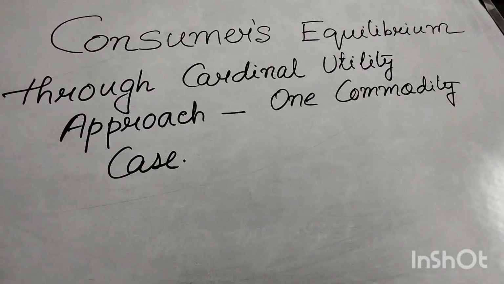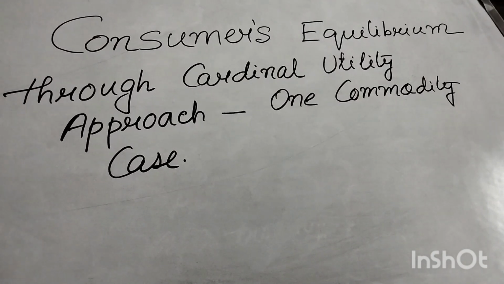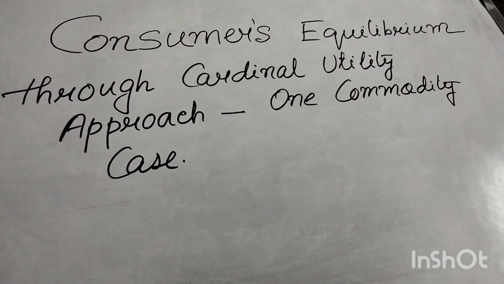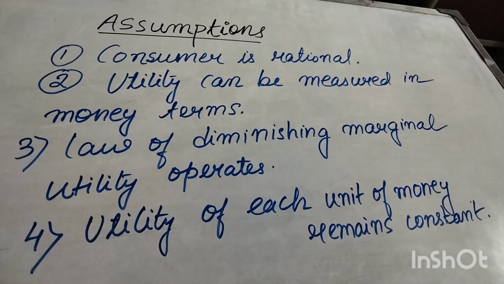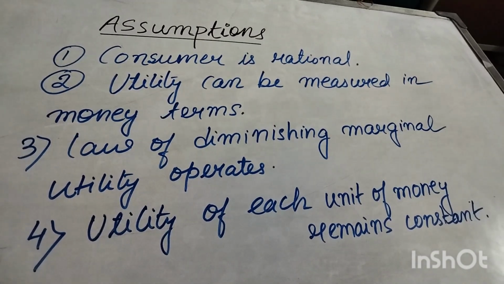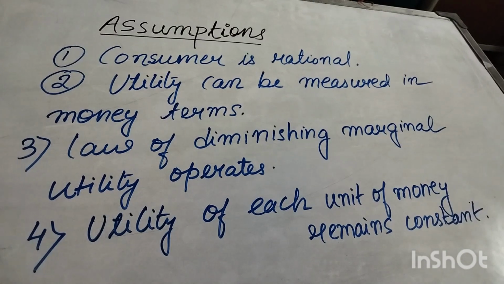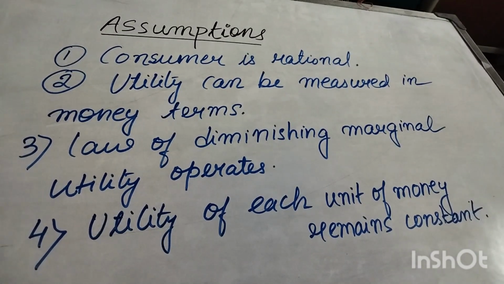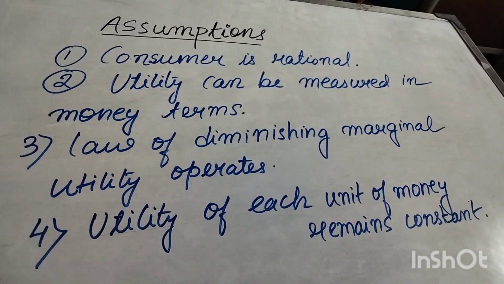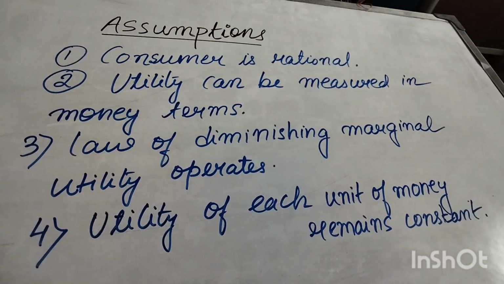For that reason we have to go through certain assumptions. Now what are the assumptions? We go through the following assumptions. First assumption is that the consumer is rational. Consumer is rational means what? The consumer aims at maximizing the utility from his purchase. Whatever the consumer purchases, his aim is to maximize his utility from that purchase.